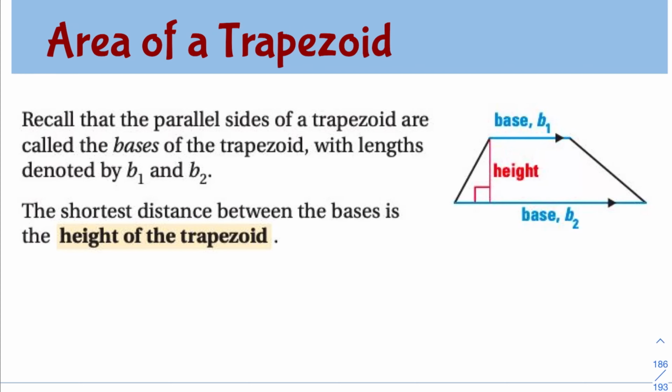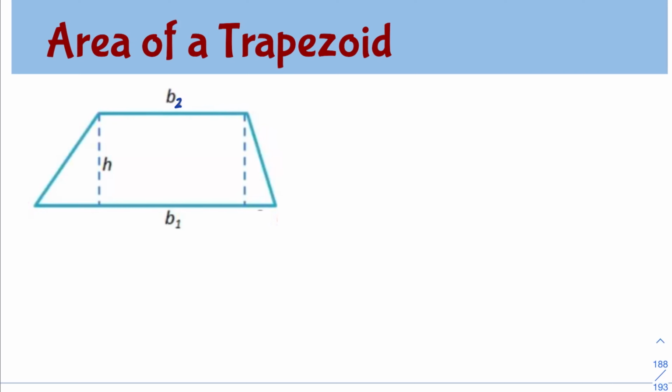A trapezoid is a type of quadrilateral with only one pair of parallel sides. And these parallel sides are called the bases, called base 1 and base 2. In finding the area of a trapezoid, we also need to determine the height of the trapezoid, which is the shortest distance between the two bases. Now let's consider this trapezoid with base 1, base 2 as the two parallel sides and h as the height.